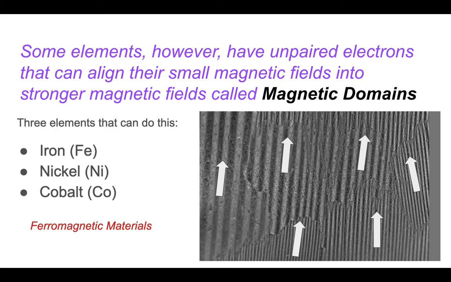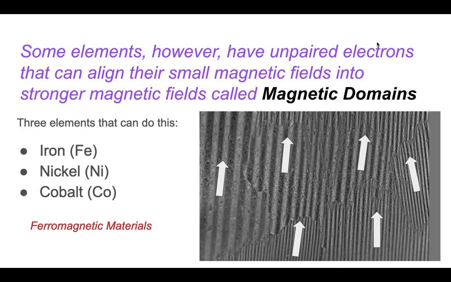There are a few elements, however, that happen to have what we call unpaired electrons, and they can align their small magnetic fields into stronger magnetic fields we call magnetic domains. Essentially, when those electrons are moving, they're creating small little magnetic fields. In certain materials, their chemistry and their design is such that those can build up on top of one another, and they can align and build stronger little areas of magnetism we call magnetic domains.